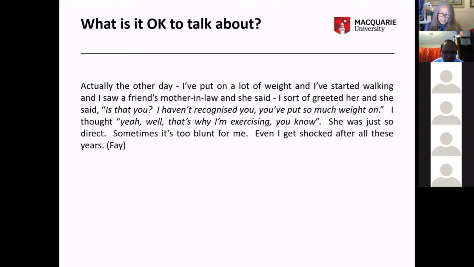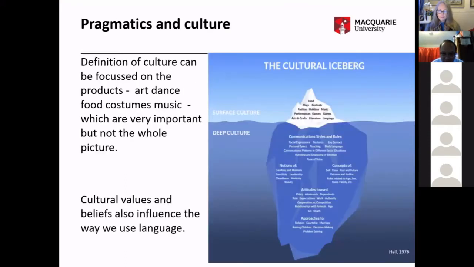So pragmatics is all about culture. It relates very much to culture. Now, when we talk about culture, sometimes we think about it as the surface manifestations of culture. And these are all useful, valuable, interesting things. So they're things like the art, the dance, the foods, the costumes, the music, and this little diagram that you can see here. All of those things are above the surface, right? They're things that we can see.